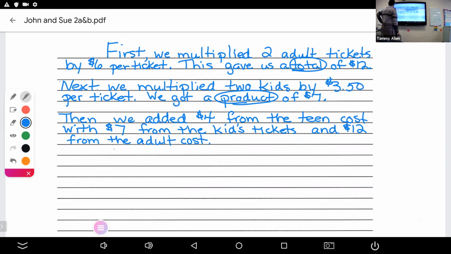Do we need any commas in here? We add the tea cost, right? $7 from the kids ticket and $12 from the adult cost. There we go. Are we done? And you get a sum of $23. This gave us a sum of $23.